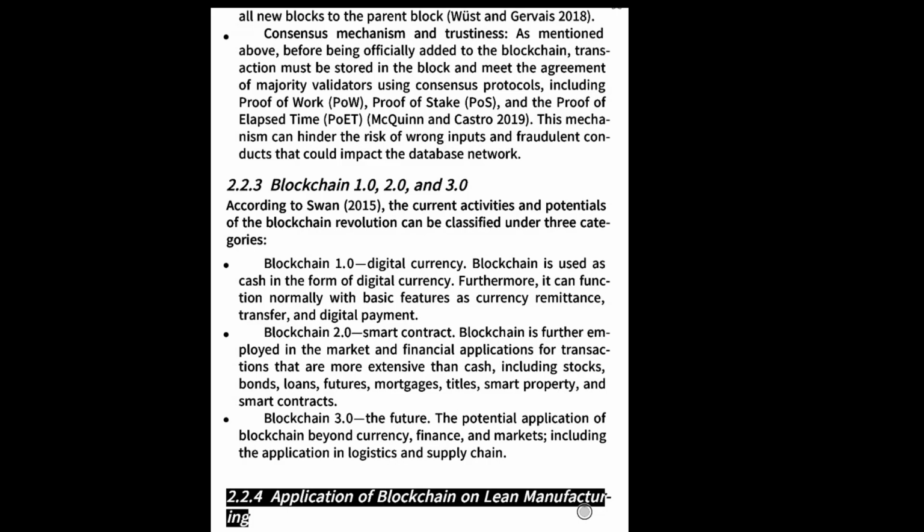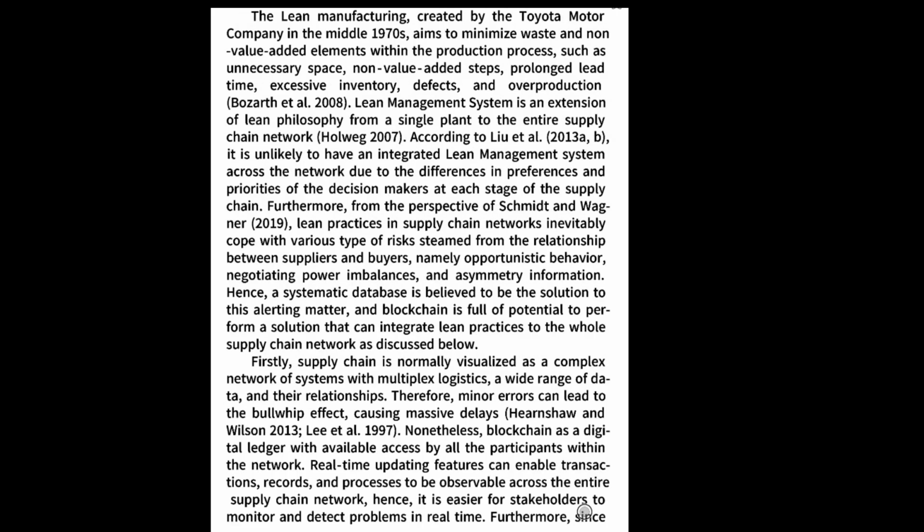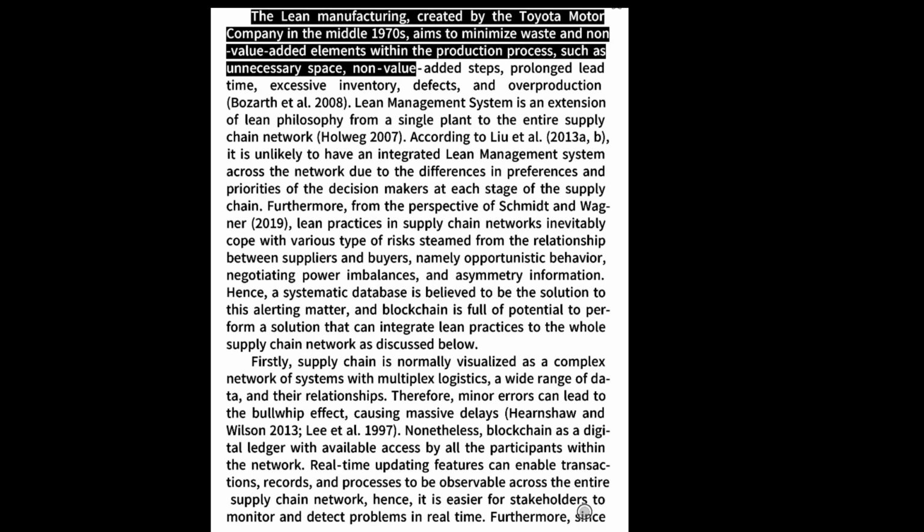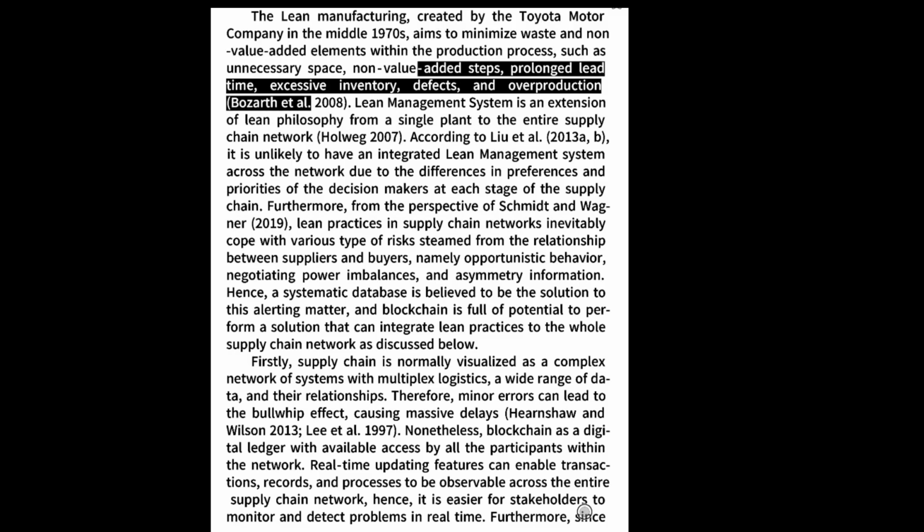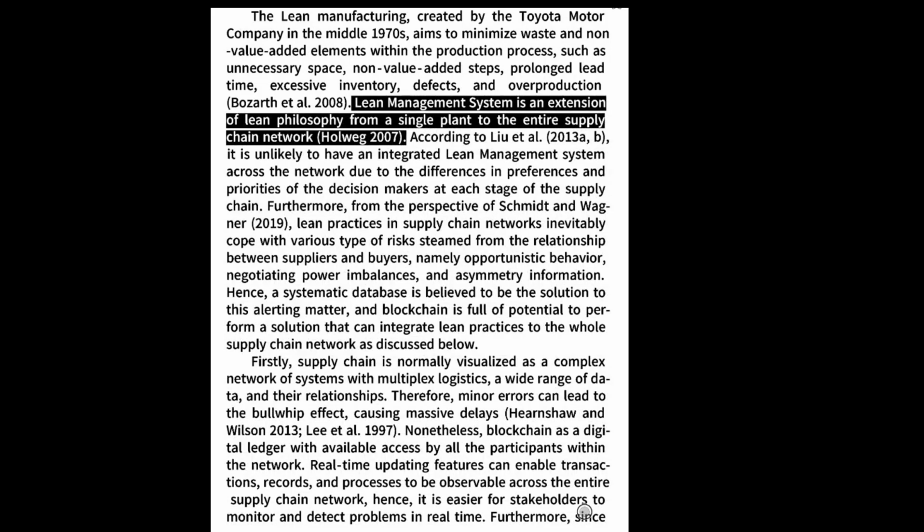2.2.4 Application of blockchain on lean manufacturing. Lean manufacturing, created by the Toyota Motor Company in the middle 1970s, aims to minimize waste and non-value-added elements within the production process, such as unnecessary space, non-value added steps, prolonged lead time, excessive inventory, defects, and overproduction. Bozarth et al. 2008. Lean management system is an extension of lean philosophy from a single plant to the entire supply chain network. Holweg 2007.